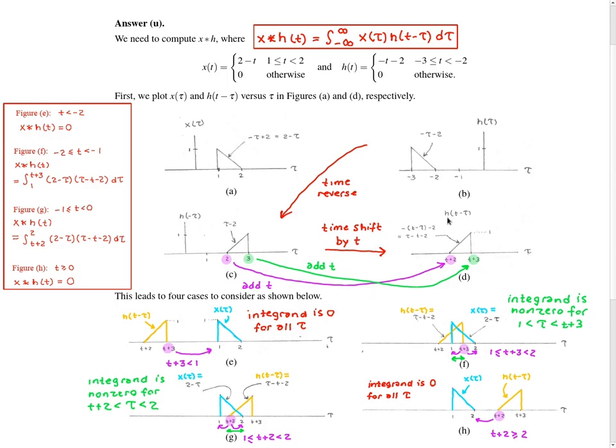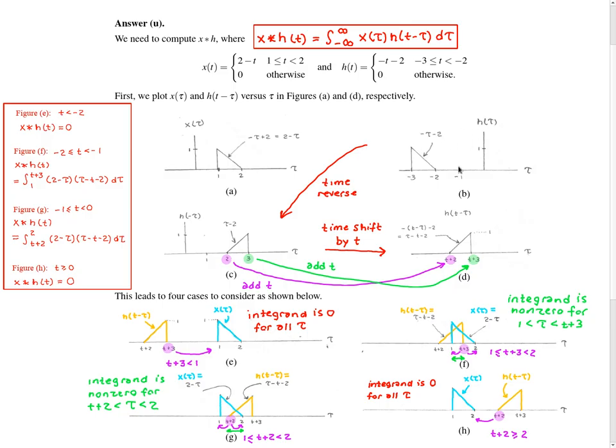The reason why we care about h of t minus tau is this is the expression that appears in the convolution integral, in other words in the integrand here. So this is the thing that's of immediate concern to us. So we need to somehow get from h of tau to h of t minus tau. There's various ways you can do this, but the way that I would recommend, because it tends to be the least error prone, is first of all take the function h and time reverse it.